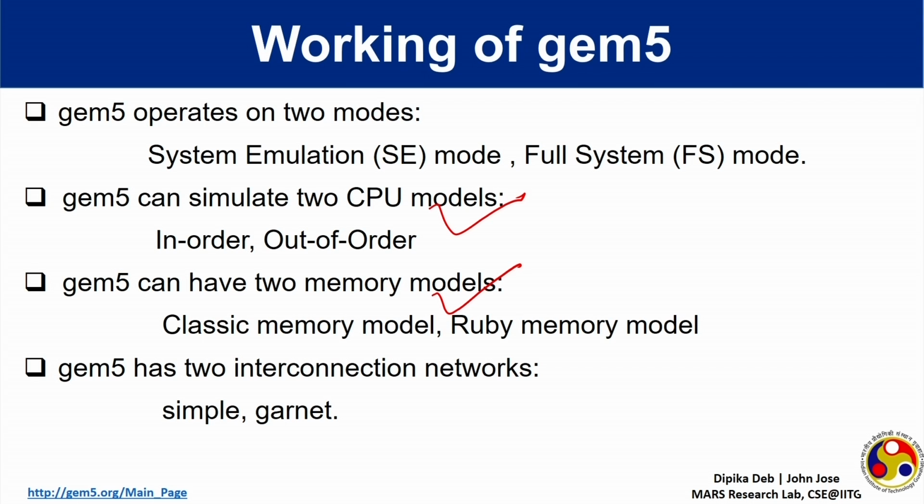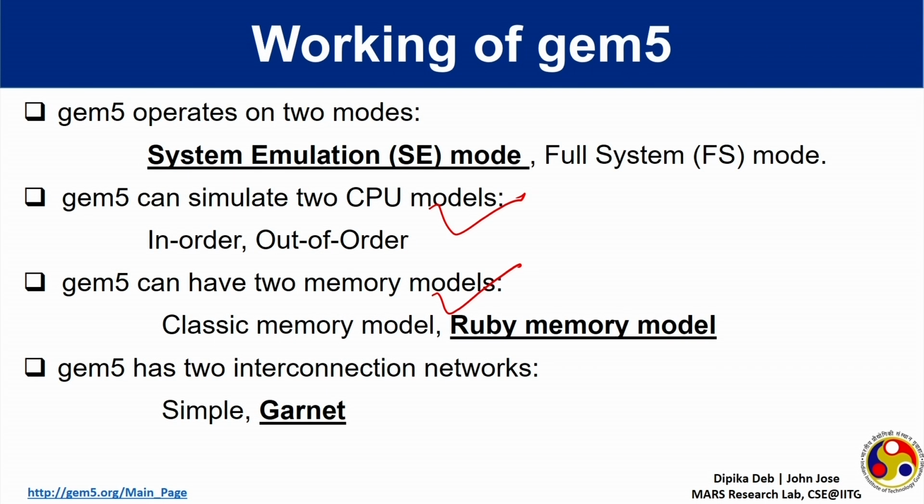Throughout our assignment, we will use the system emulation mode or SE mode. We will use both the CPU models, in-order as well as out-of-order, which I will explain in greater detail in the second video lecture of gem5, and we will use the Ruby memory model along with the Garnet interconnection network.